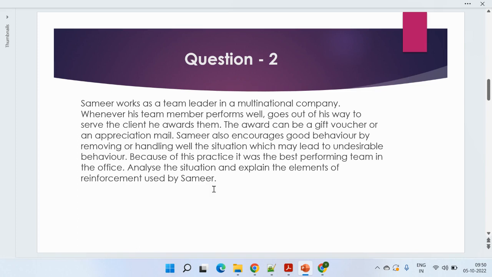So this is just the reverse of what you see in question number one. Samir is a good employee, a good leader. He always helps his team. He always rewards them if they perform well. He always tries to accommodate the undesirable behavior. So these are certain things which we can see from the case study.